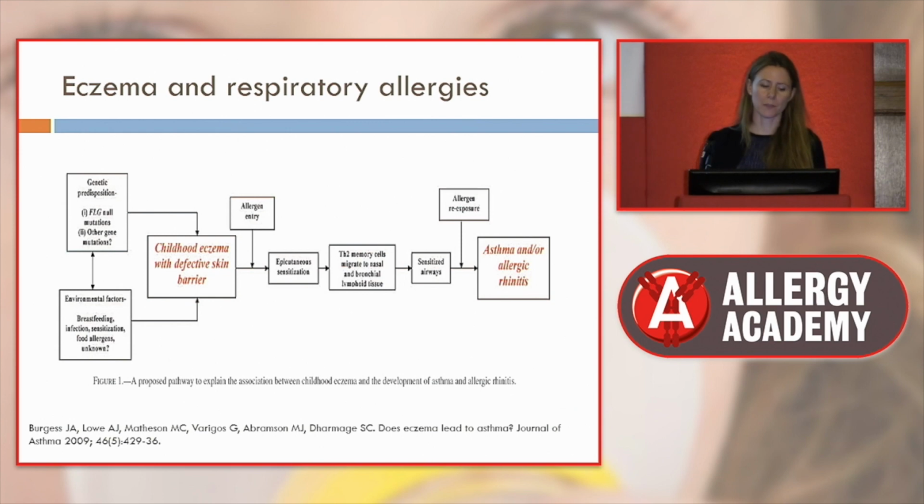So genetic predispositions such as filaggrin null mutation and environmental factors such as breastfeeding, infection, sensitization, or food allergens can lead to childhood eczema with a defective skin barrier. You then have allergen entry through this defective skin barrier, leading to epicutaneous sensitization. Your Th2 memory cells then migrate to the nasal and bronchial lymphoid tissue and sensitize the airways. And then on re-exposure of your airways, you can have asthma symptoms or allergic rhinitis. This is a proposed pathway, which is just interesting, something to think about for the future.